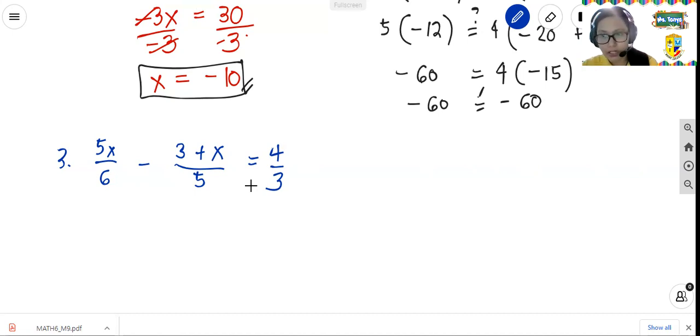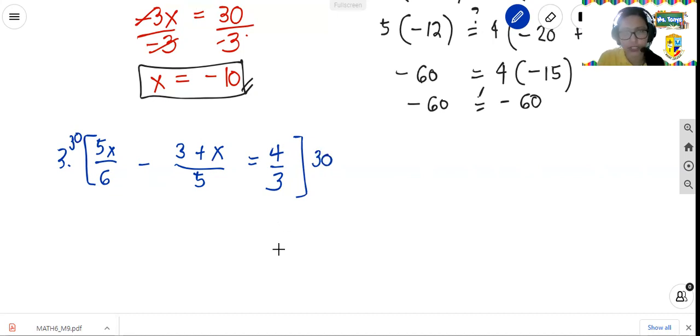So remember the concept of LCD. What is the LCD of 6, 5, and 3? Or what is the least common multiple of 6, 5, and 3? And we will use that as a multiplier for the whole equation so that we can get rid of the denominator. So the LCM of 6, 5, and 3 is, I believe, 30. So we multiply both sides of the equation by 30.